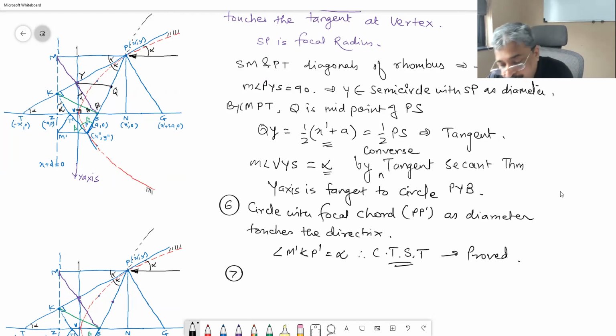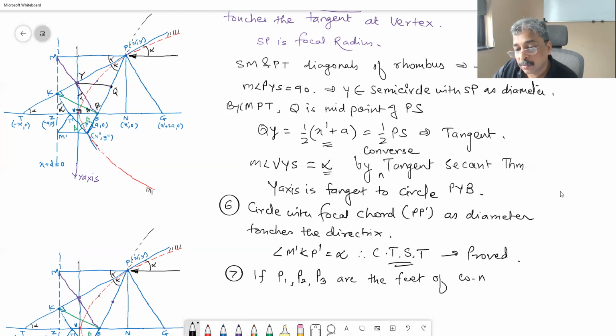Next, property number 7. If P1, P2, P3 are the feet of conormals, conormal points, then centroid of triangle P1, P2, P3 lies on x-axis.